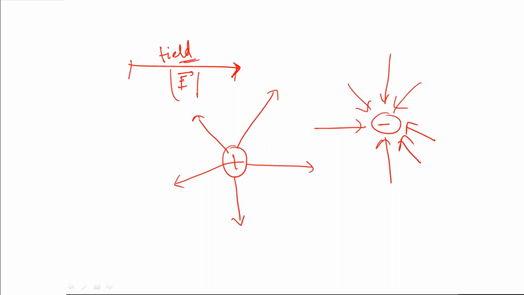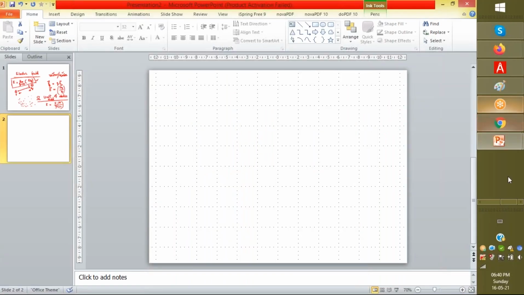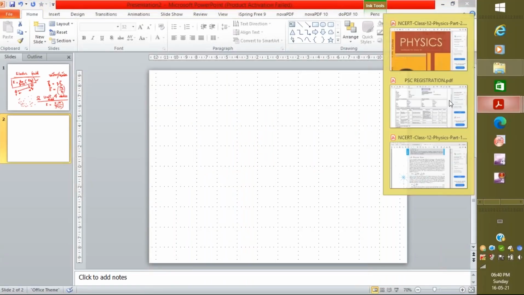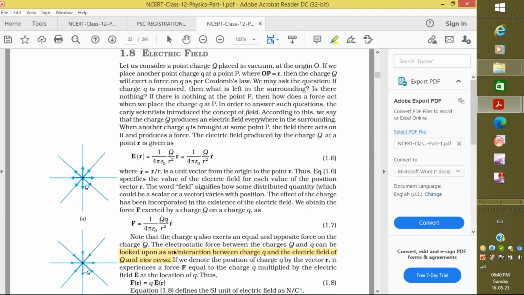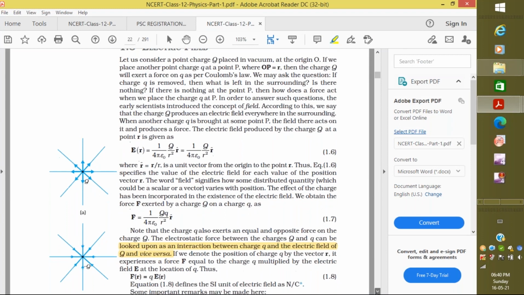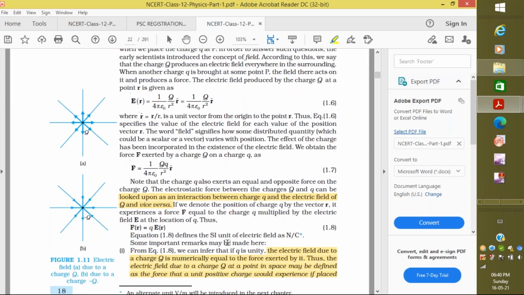Now you just see here in your book. See how the electric field varies. The electric field also varies as 1 by r square. So the electric field due to a positive charge, here the definition is given.